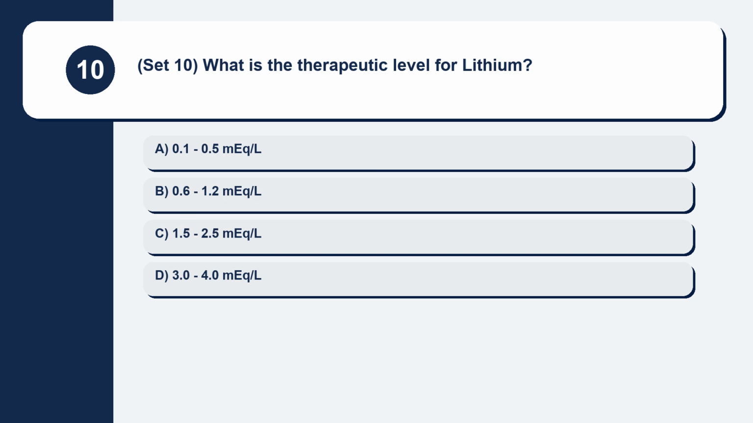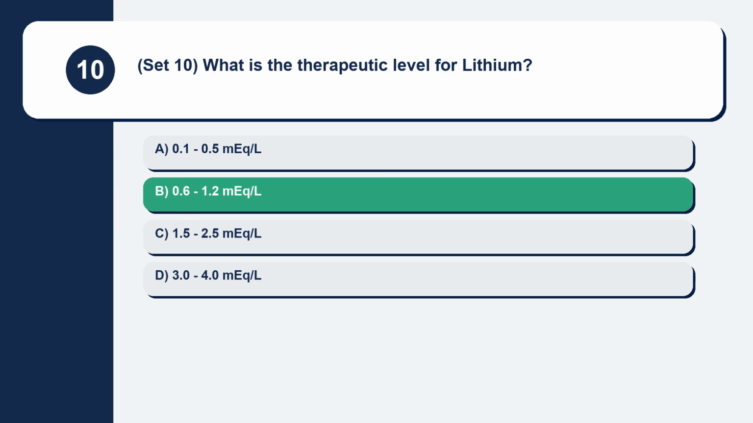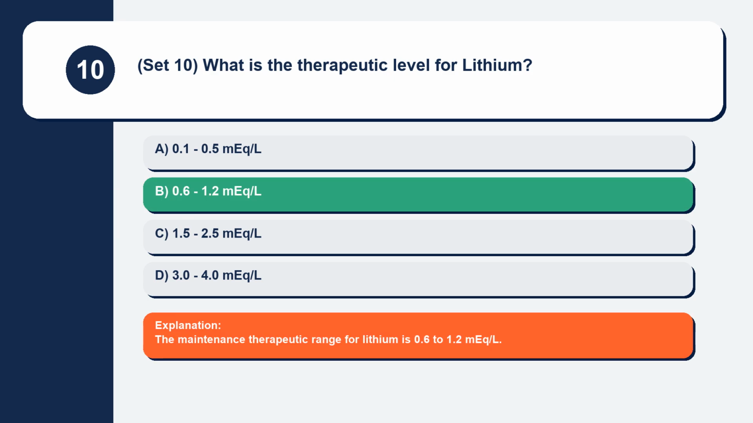Question 10. Set 10, what is the therapeutic level for lithium? 0.1 to 0.5 milliequivalent/L, 0.6 to 1.2 milliequivalent/L, 1.5 to 2.5 milliequivalent/L, 3.0 to 4.0 milliequivalent/L. The maintenance therapeutic range for lithium is 0.6 to 1.2 milliequivalent/L.